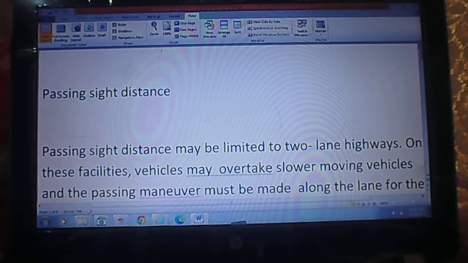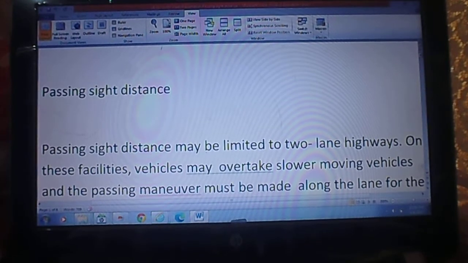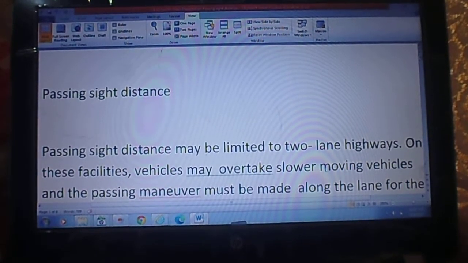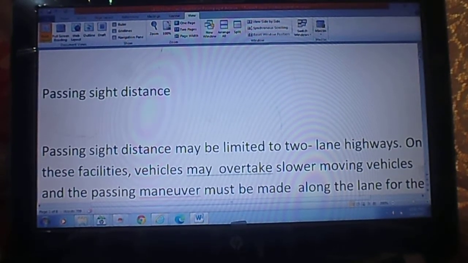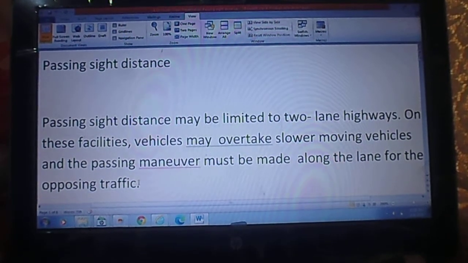Hibbard Avenue is a 2-lane roadway. So passing sight distance is limited to 2-lane highways, and on these facilities, vehicles may overtake slower moving vehicles, and the passing maneuver must be made along the lane for the opposing traffic.